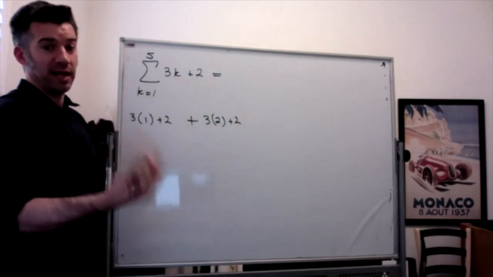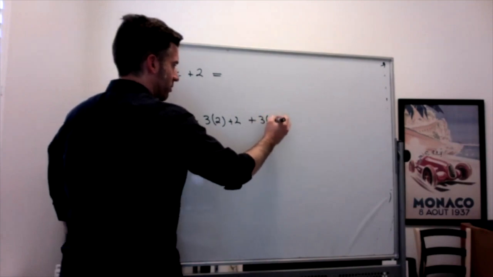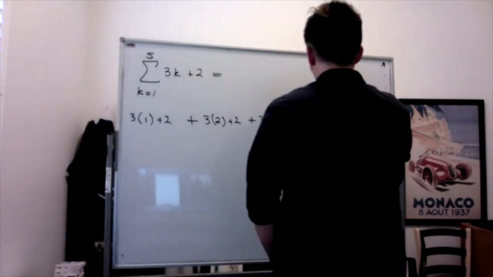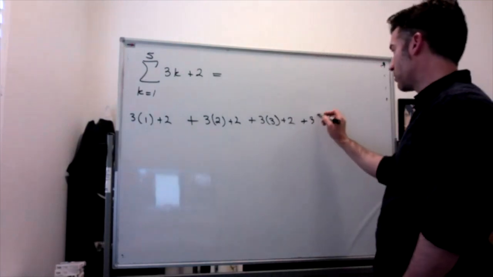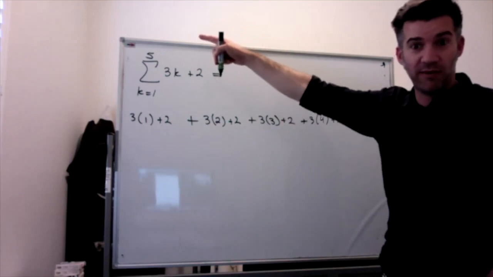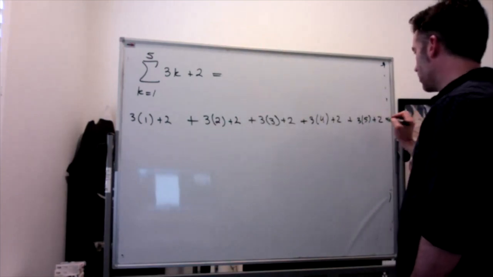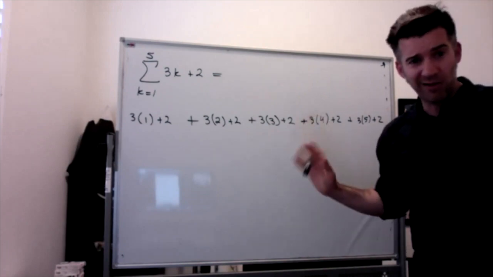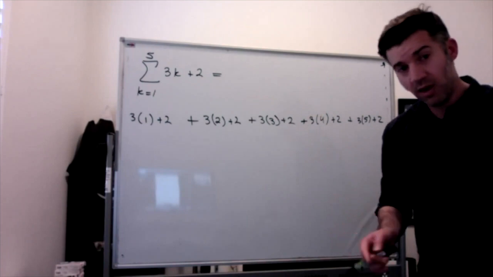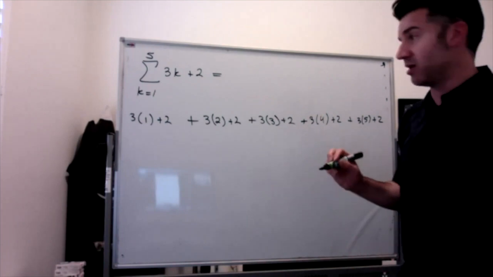I'm done with that one, so now I move on to the next integer, which is 3. I plug in 3 for k and get 3 times 3 plus 2. I move to the next one, plug in 4 for k, and get 3 times 4 plus 2. And then finally I get to the last one, because I'm stopping at 5, and I get 3 times 5 plus 2. Now, we could add all this up, but honestly I don't really care what this adds up to. What I actually care about is showing you that this can also be simplified in another way.